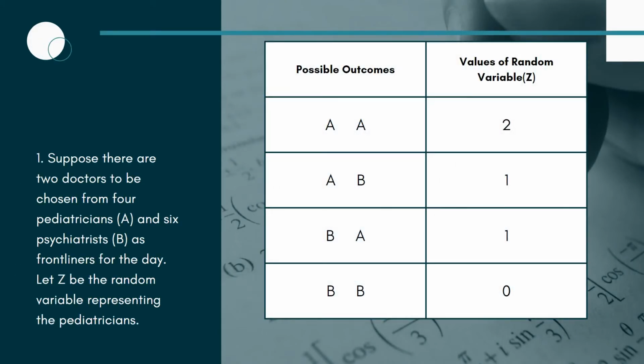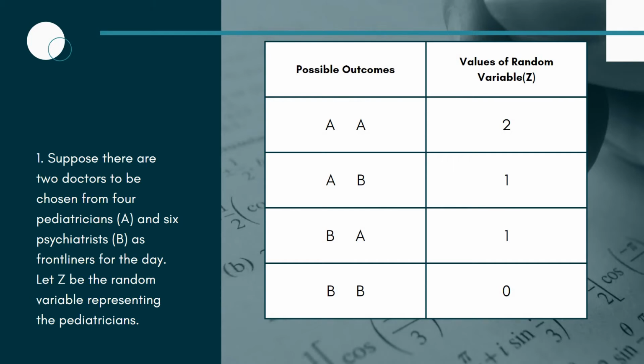First thing we are going to do is list all the possible outcomes. The first possible outcome will be AA. It means we pick 2 pediatricians. On the second outcome, AB, it means that we have only chosen 1 pediatrician and the other is a psychiatrist.